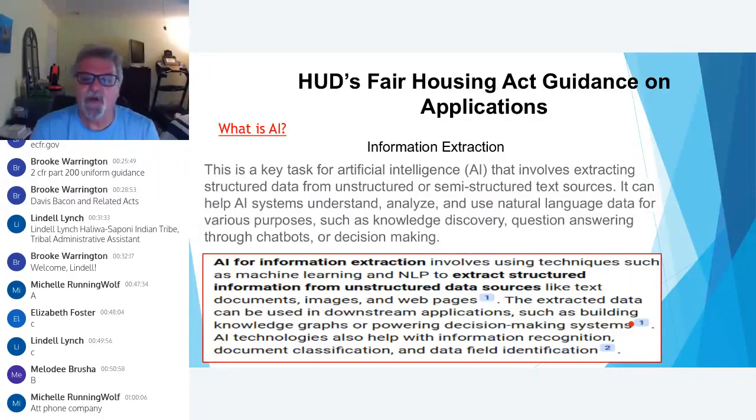AI for information extraction involves using techniques such as machine learning and NLP. I'll be honest, I'm not quite sure what NLP stands for. It extracts structured information from unstructured data sources, kind of what we were saying before. There are sources out there that are available, thousands of them, maybe tens of thousands of sources. Could you imagine, it's like the ability to have an encyclopedia or a dictionary in your brain that you can tap into and know where anything is at any given millisecond.